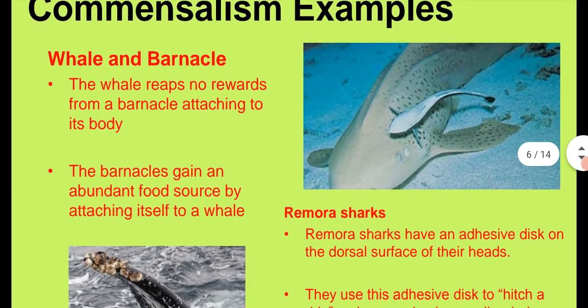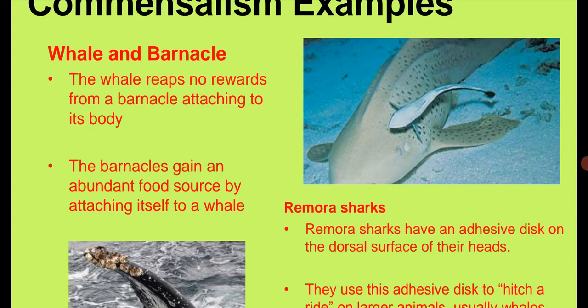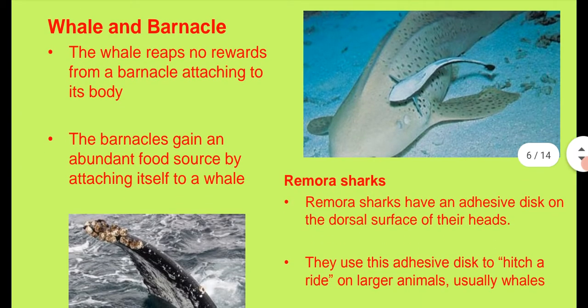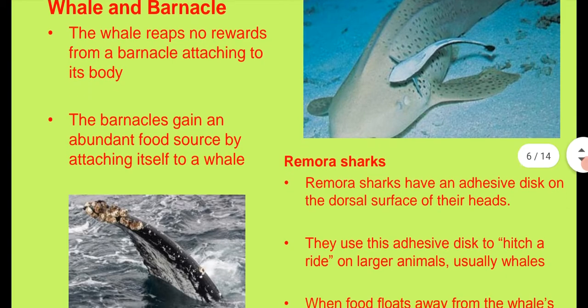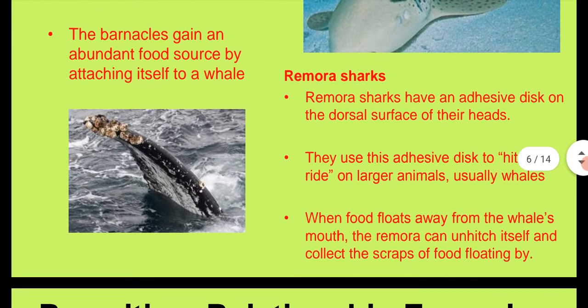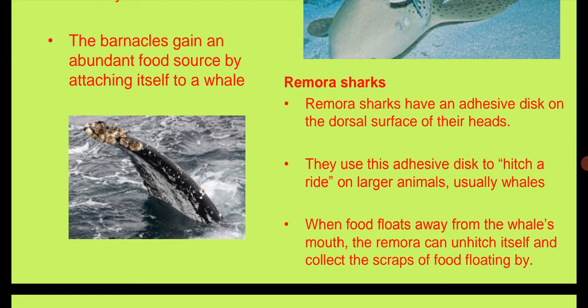Commensalism. So an example is the whale and barnacle. The whale reaps no reward from a barnacle attaching to its body. The barnacle gains an abundant food source while attaching itself to the whale. So one benefits and the other really isn't affected. They don't really care. Another example is remora sharks.